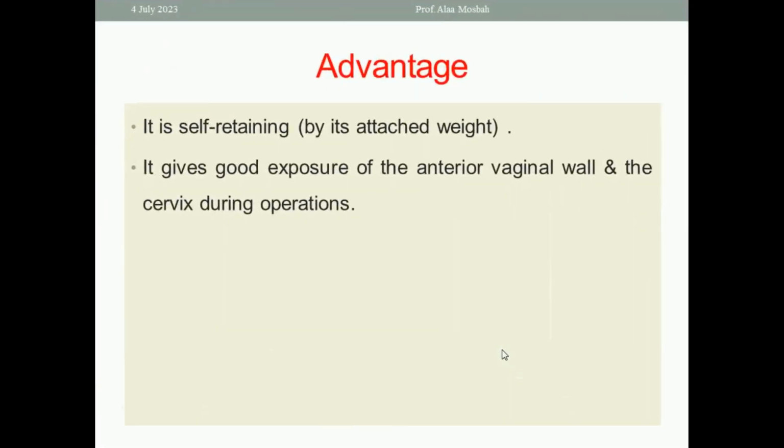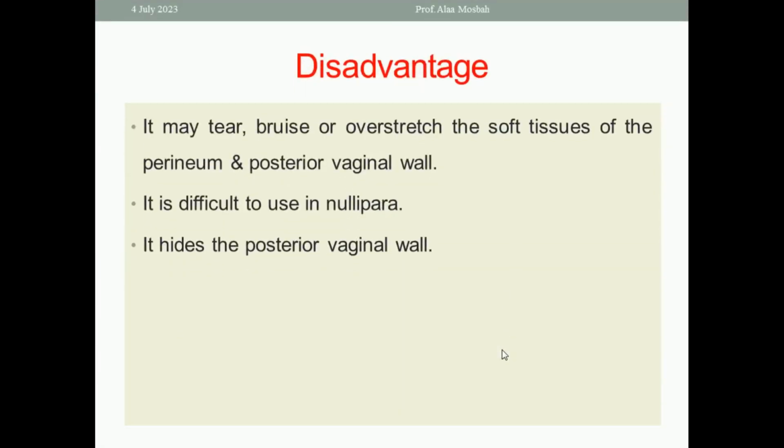What are the advantages of the Auvard speculum? It is self-retaining by its attached weight. It gives good exposure of the anterior vaginal wall and the cervix during operation. This is another advantage. What are the disadvantages? It may tear, bruise, or overstretch the soft tissue of the perineum and the posterior vaginal wall because of this heavy weight attached to it. It is difficult to use in nullipara. It hides the posterior vaginal wall.